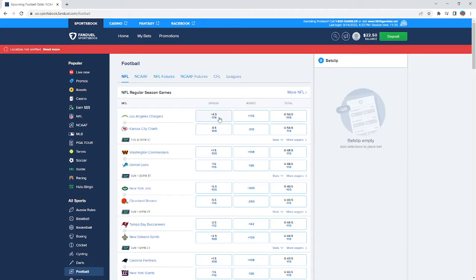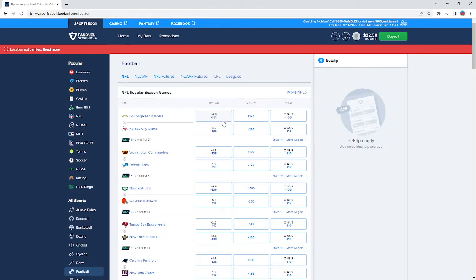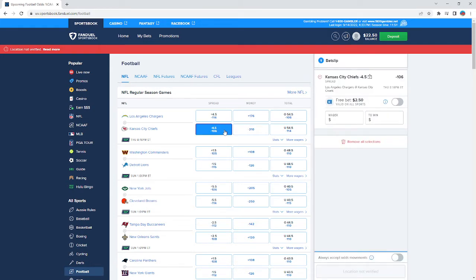So, again, spread betting. The plus will be based on the underdog, and they get the benefit of simply not having to lose by more than the spread amount. The favorite, obviously being the betting favorite, has to win by more than the amount of points issued on the spread.